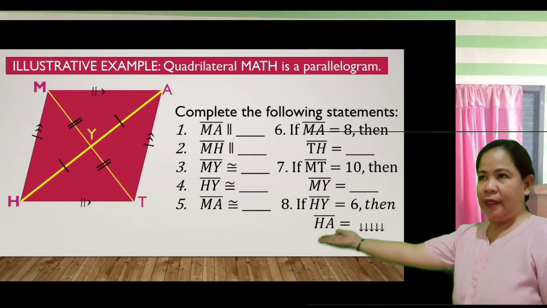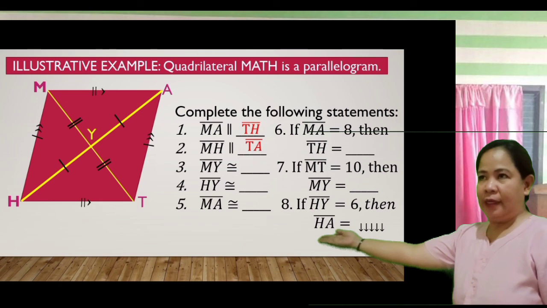Now, we have here an illustrative example. We have parallelogram MATH. Complete the following statements. Number 1, MA is parallel to what? Very good. So, MA is parallel to TH. Then, segment MH is parallel to TA.